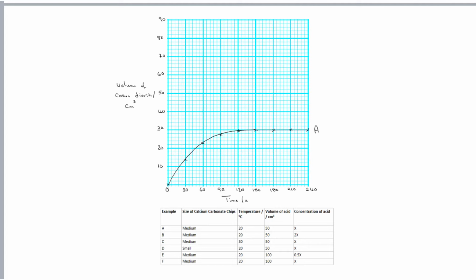However, we will get exactly the same volume of carbon dioxide produced. So let me draw that for you. So of course, looking for two things here. One, steeper gradient of the graph. Two, exactly the same volume of carbon dioxide gas produced.